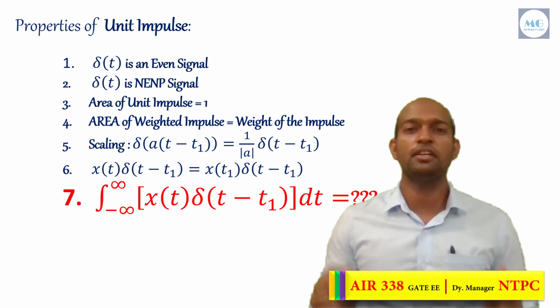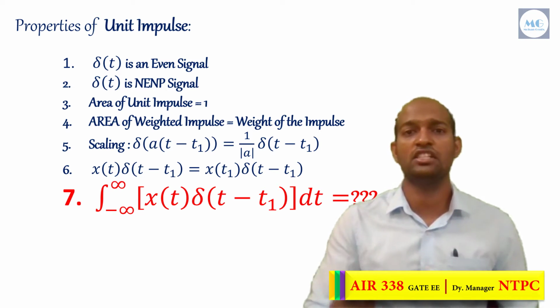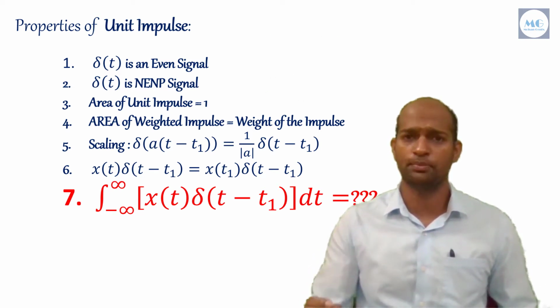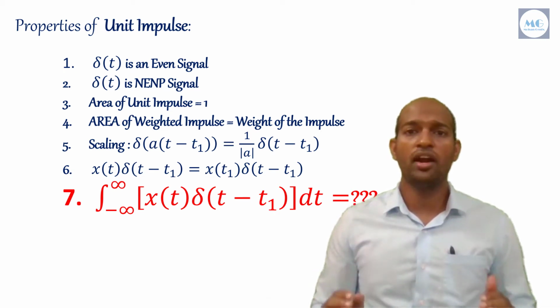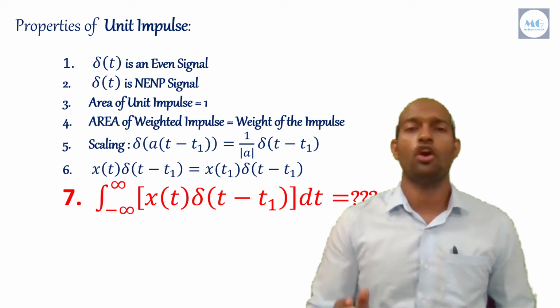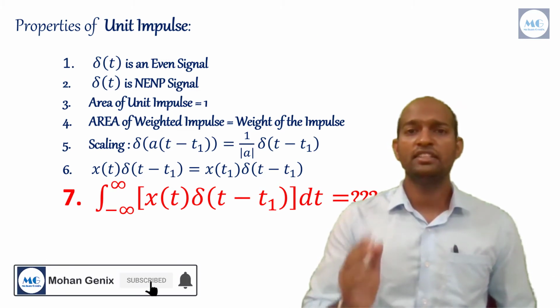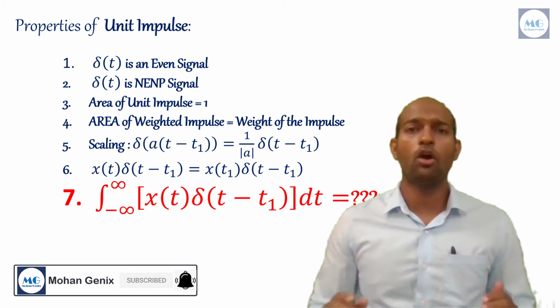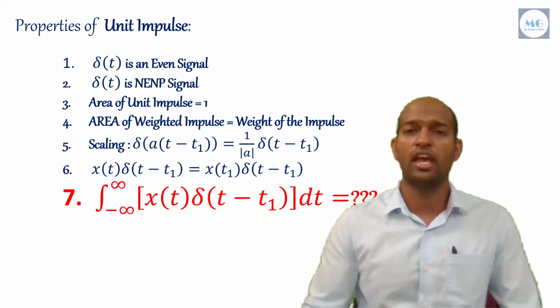As we are discussing basic signals, under this chapter we have already discussed what is unit impulse function, and in our previous lecture we have already covered some of the properties of unit impulse signal. In this lecture I will explain its next property. So without any delay, padhai shuru karte hain.